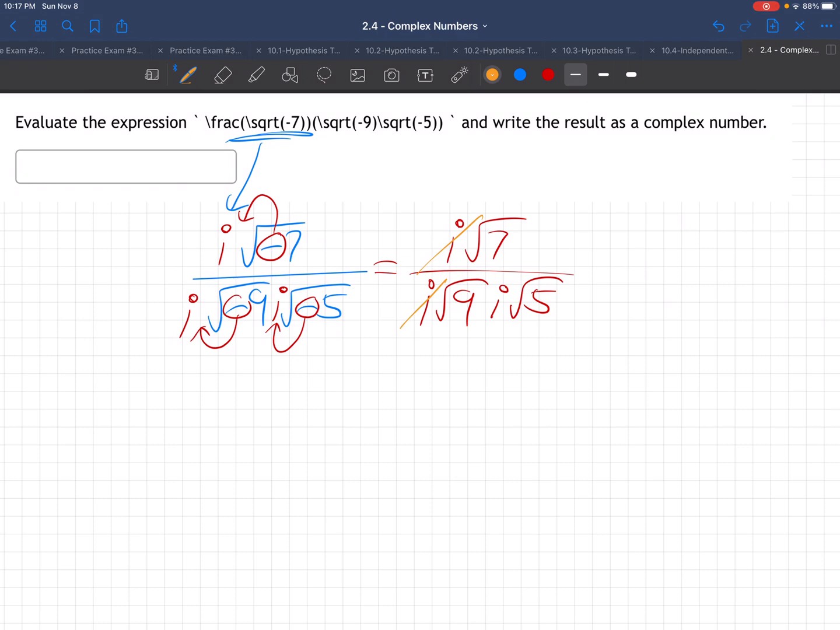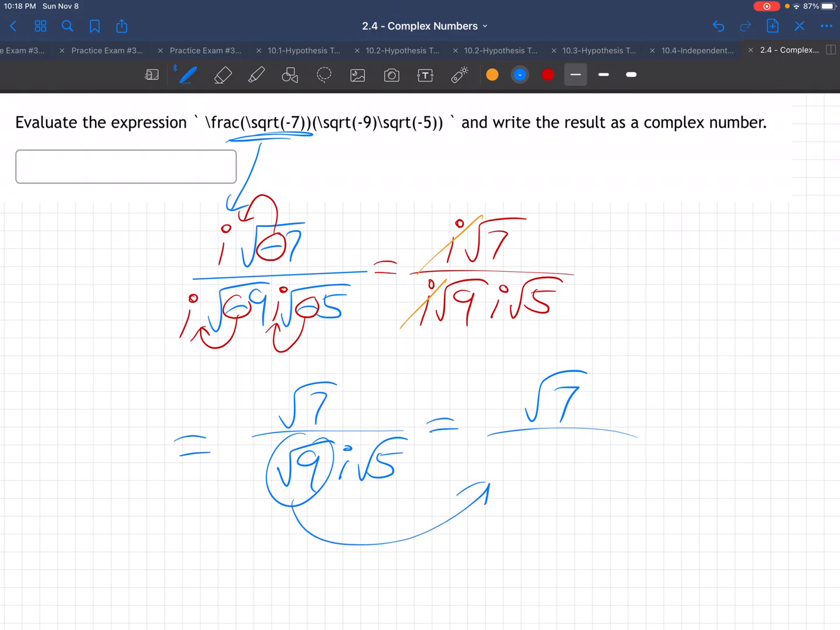Okay, so that brings us to what result? Bring it down here, that'll leave square root of 7 on the top, and square root of 9 times i square root of 5, right? And then what we could do is say, what is that square root of 9? That's just 3. So 3i square root of 5. We good to there? Is that making sense?